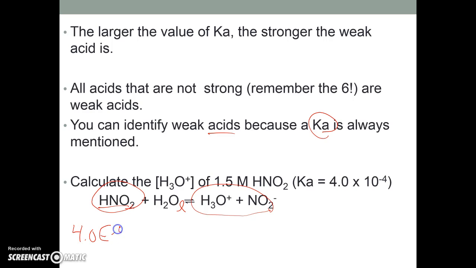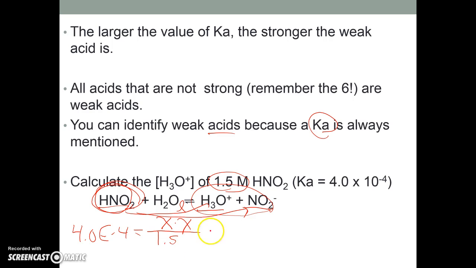4.0 E minus 4 equals, we know our denominator has a concentration of 1.5 molar, and the numerator is this times this, and they're going to be the same as each other. When a mole of HNO2 dissociates, it makes a mole of each of those as well. So they're the same as each other. So we're going to call each one X, and X times X is X squared. And then you do the algebra to solve that equation.